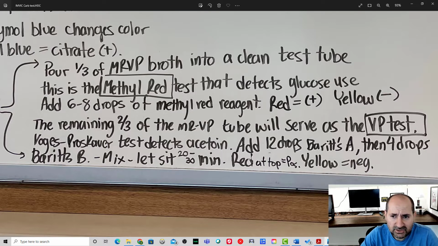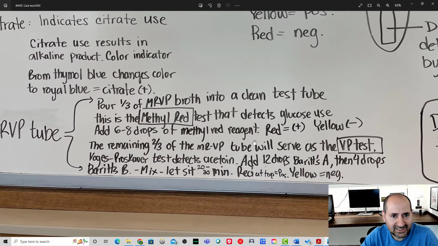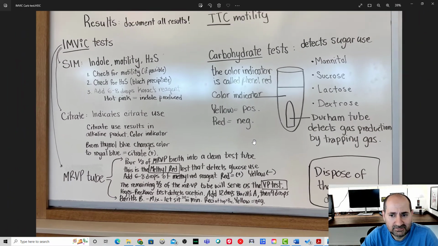So again, you should know Barritt's A and Barritt's B are the reagents, and you should know it needs to sit undisturbed, and a red color change is positive. So those are the IMViC tests.